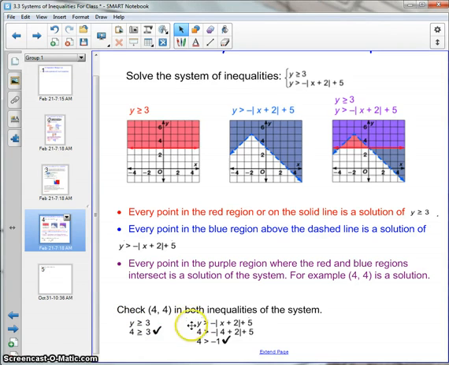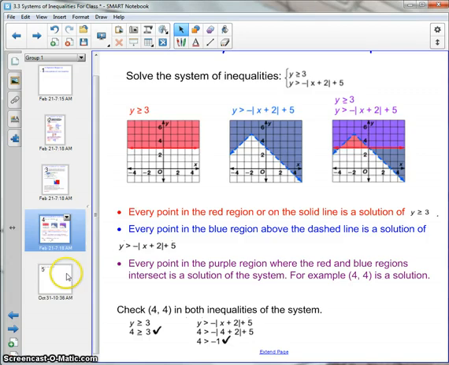Now we want to plug the point (4, 4) into our second inequality. So we have 4 is greater than, negative absolute value of 4, because our value for x was 4, plus 2, and then plus 5. Once you simplify that, 4 plus 2 is 6. The absolute value of 6 is 6. And then you have negative 6 plus 5, which results in negative 1. So 4 is greater than negative 1. And that is a true statement also. So then we know that this purple region here is the correct solution for our system of inequalities.